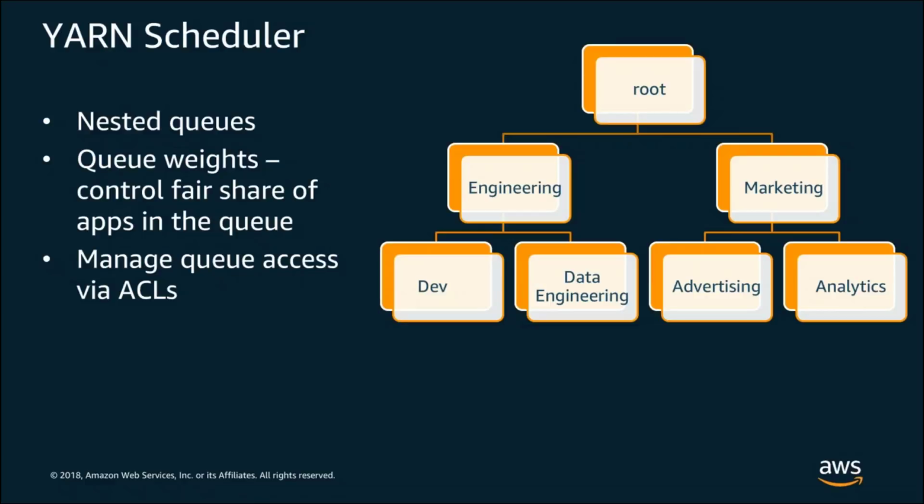In a fair scheduler, the available resources are distributed among the children of the root queue in a typical fair scheduling fashion. Then the children distribute the resources assigned to them to their children in a similar fashion. Now, you can assign queue weights to control that the queues get a fair share of apps, or each tenant gets their fair share of the resources of the cluster. In addition to that, you can also manage access to the queue using ACLs, or access control lists.